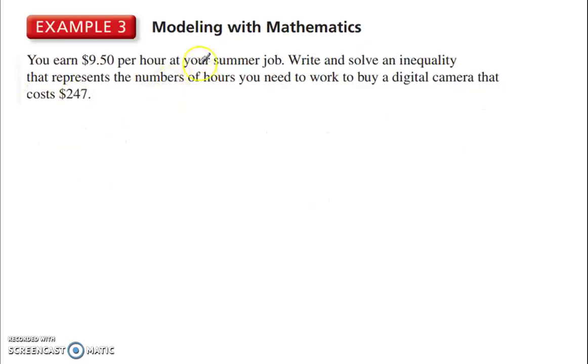And finally, let's have a look at a word problem. You earn $9.50 per hour at your summer job. Write and solve an inequality that represents the number of hours you need to work to buy a digital camera that costs $247. In order to buy that, you're going to need at least $247. You need that much or more. So what you make has to be greater than or equal to 247.